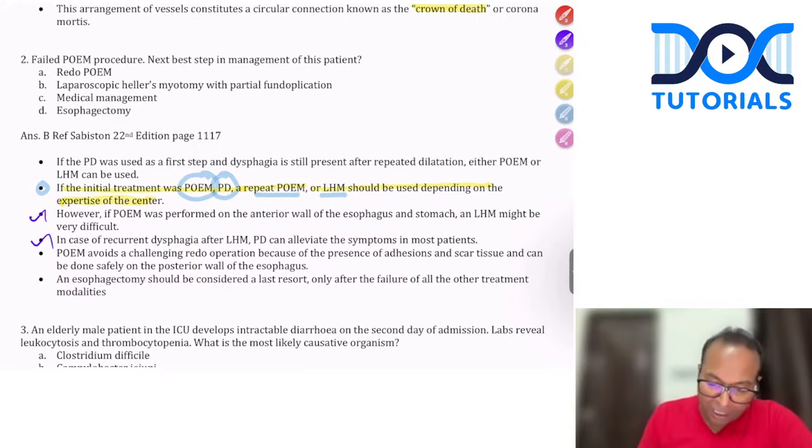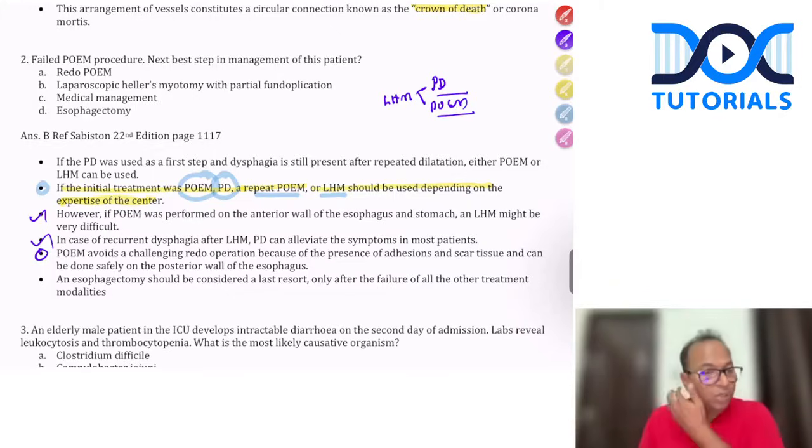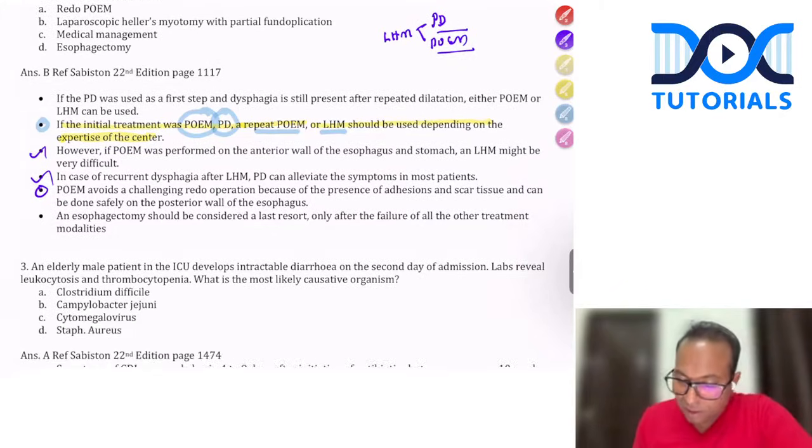In case of recurrent dysphagia after laparoscopic Heller cardiomyotomy, pneumatic dilatation can alleviate the symptoms. POEM avoids a challenging redo operation because of adhesions and scar tissue, and can be done safely on the posterior wall of the esophagus. So for a failed laparoscopic Heller cardiomyotomy, we can do pneumatic dilatation, also POEM. In fact, POEM is very good because we are dissecting on the posterior wall. An esophagectomy should be considered a last resort, only after failure of all other treatment modalities.